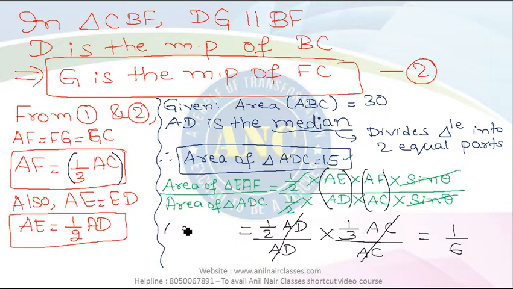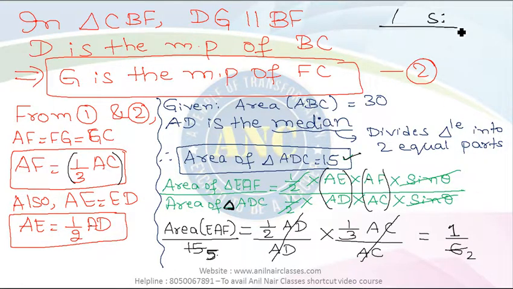But this is nothing but area of triangle EAF divided by area of triangle ADC. It is known that it is 15. Substitute. This is nothing but 3 into 2, and this is 3 into 5. This 5 will go to the right hand side. Final answer becomes area of triangle EAF is 5/2. The 5 in the denominator on the left hand side comes to the numerator on the right hand side. It is 5/2, or your final answer for this question is 2.5 square centimeters.